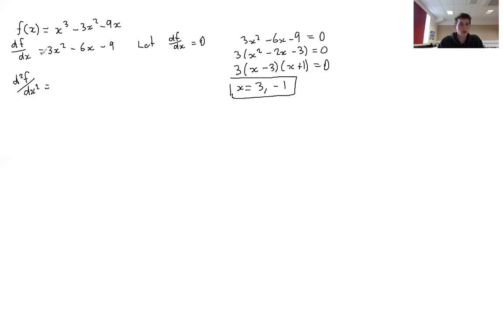So differentiating again, differentiating the first derivative to get the second derivative, we have 6x minus 6. Then if we just worry about these local extrema to begin with, we plug in each of the x values. So if we evaluate d squared f by dx squared for x equal to 3, that's going to give us 6 lots of 3 minus 6, which evaluates to 12. Now 12 is bigger than 0, so at x equals 3, we have a local minimum.